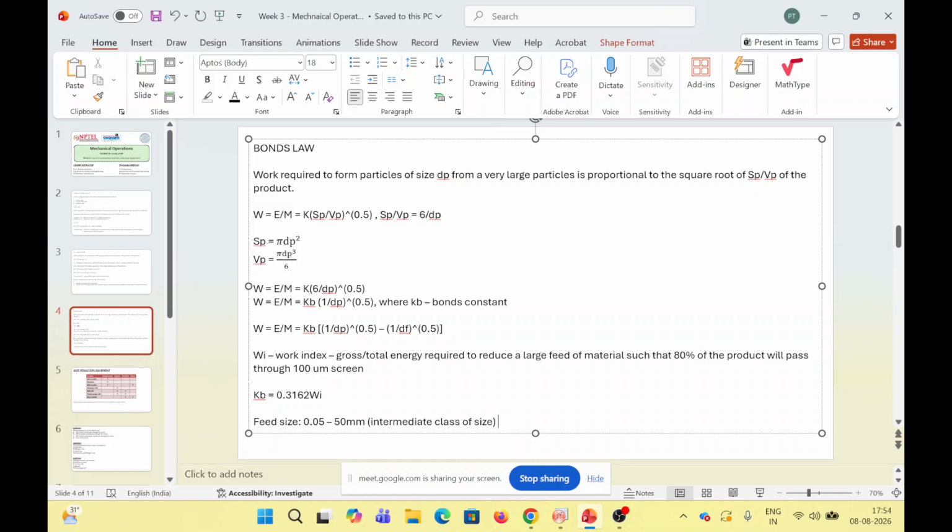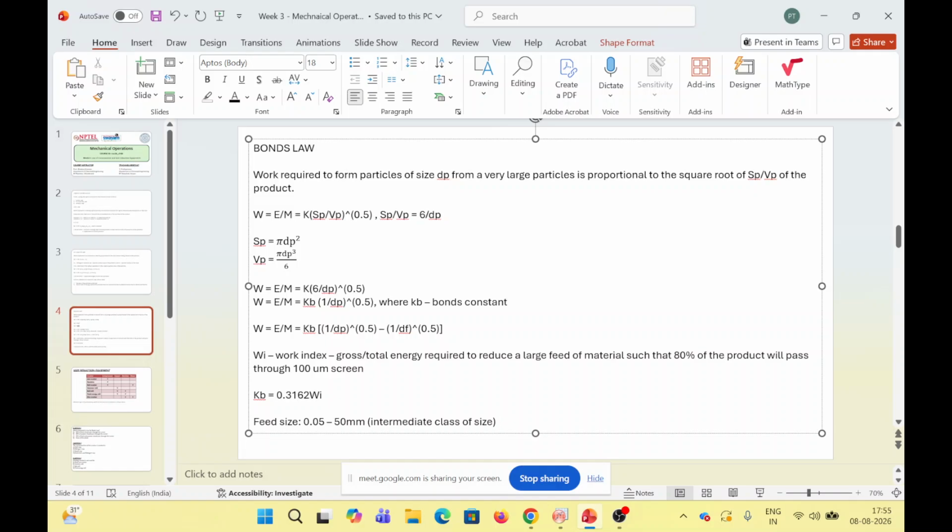So Kick's law, you can remember it like this. Kick's law is for coarse particles. Rittinger's law is going to be for fine particles. Bond's law is going to be for intermediate sizes of particles. So Bond's law is the one that is going to include or consider the mechanical losses of the energy that happens during the process.